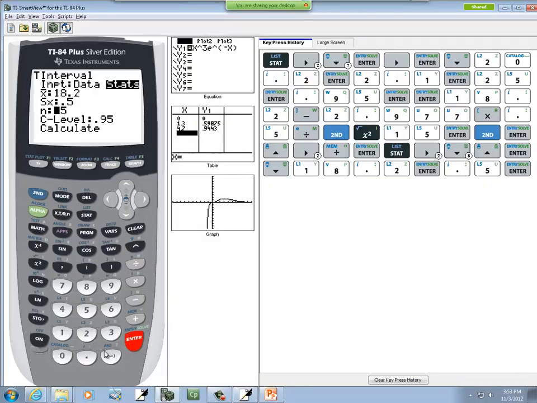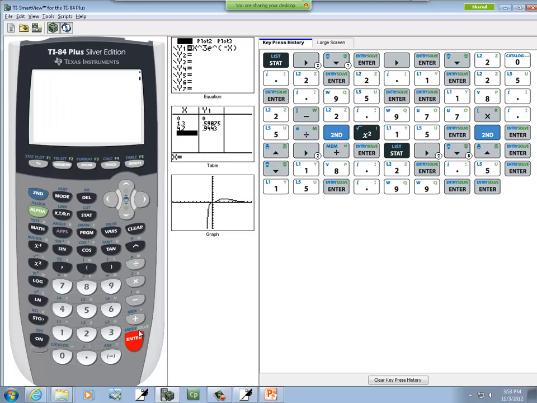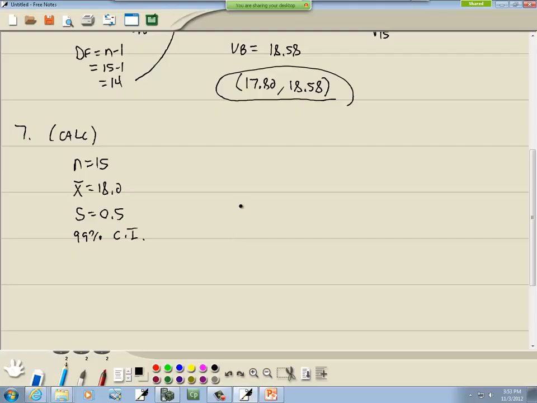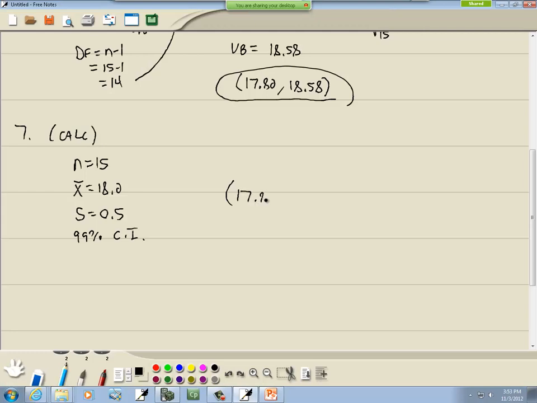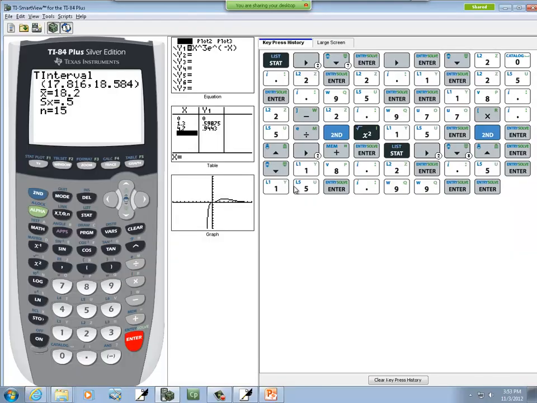S is 0.5. I'm back now. Okay, N is 15. C-level is 0.99. Enter, and then enter and calculate. And our answer to 2 decimal places, 17.82 and 18.58.